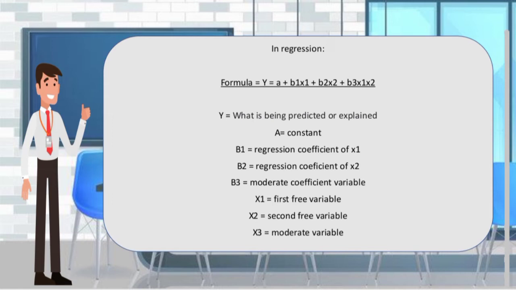B1 is the regression coefficient of x1. B2 is the regression coefficient of x2. B3 is the moderator coefficient. And x1 is the first independent variable. x2 is the second independent variable. And finally, x3 is the moderator variable.